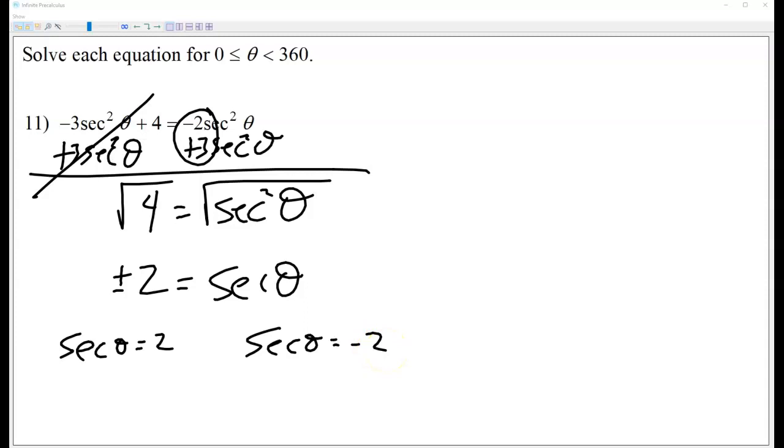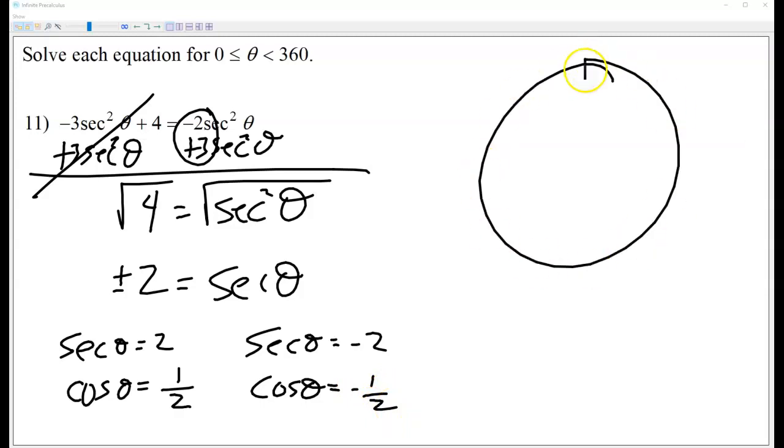Now, we don't have secant on our unit circle, but we have its reciprocal, which is cosine. So I'm going to take the reciprocal on both sides. So I get cosine of theta equals a half, and I also get cosine of theta equals a negative half. And now I need to solve for both of those.